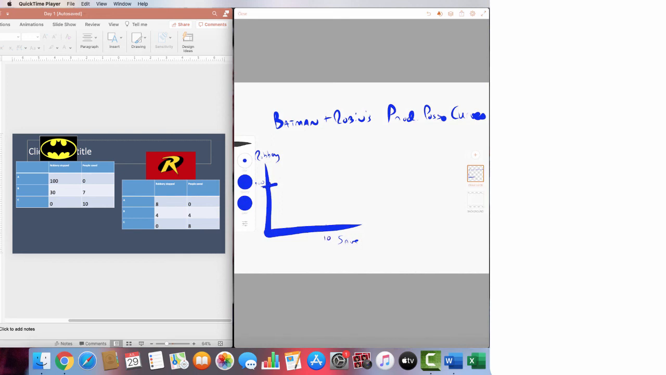So option A for Batman is right here. Option C for Batman is right here. And option B is 30 robberies stopped and 7 lives saved. We put that dot there and connect those dots, and you notice we have pretty much a straight line.